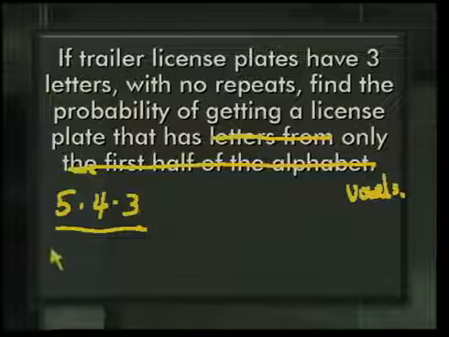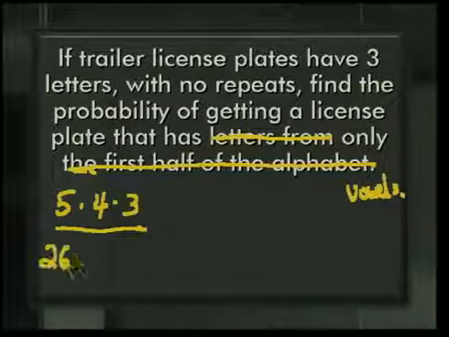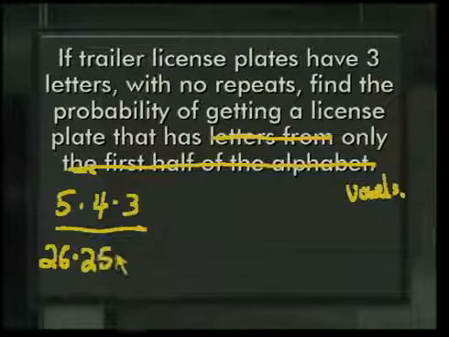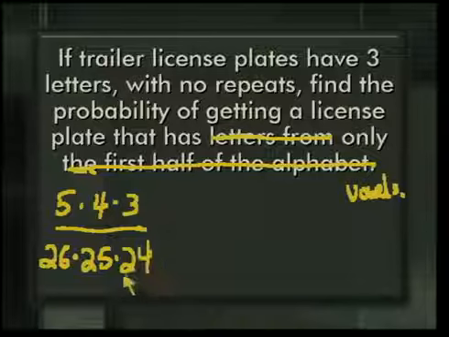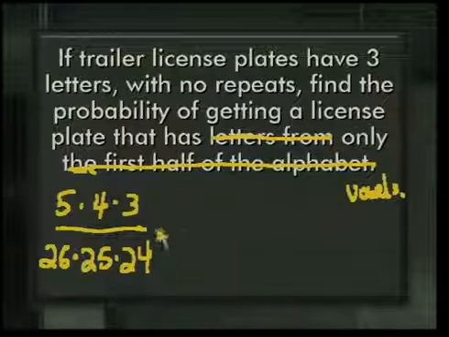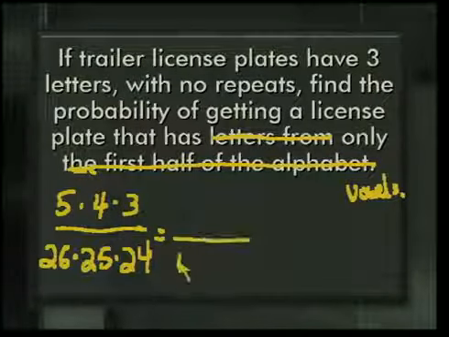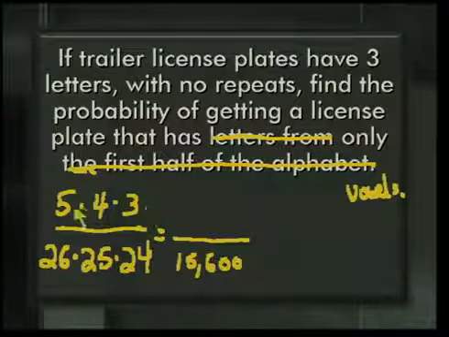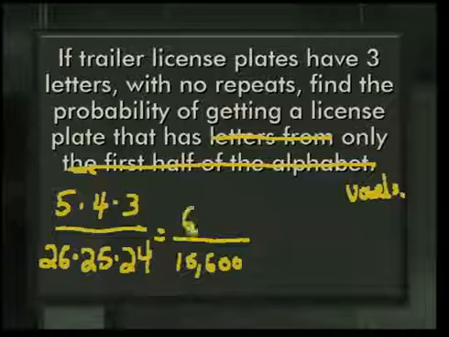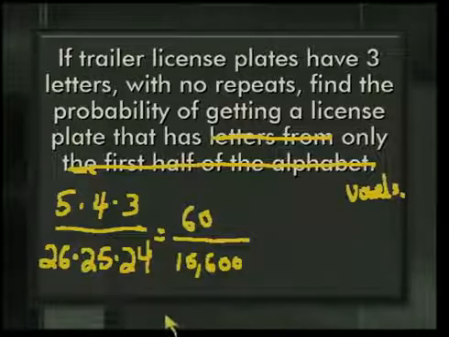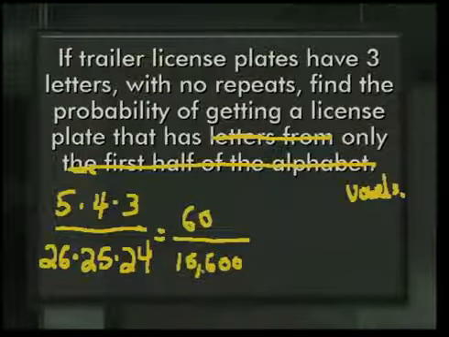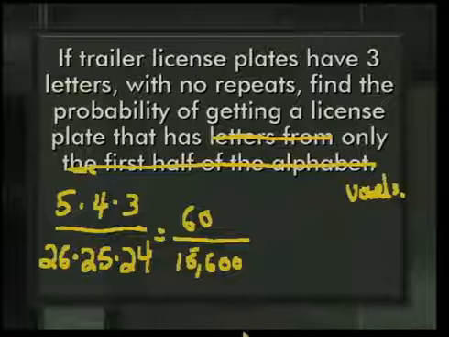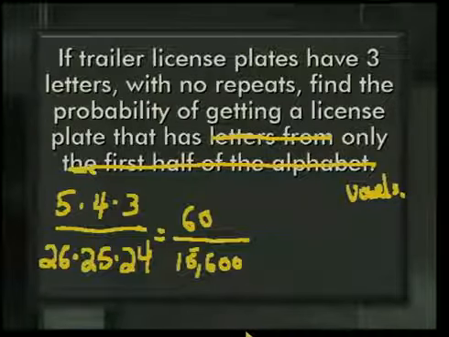And then the denominator is going to be the same. There's still 26 letters, 25 letters, 24 letters in the alphabet. So I'm going to get 15,600. 20 times 3, 60. So that means I need to take 60 and divide it by 15,600.